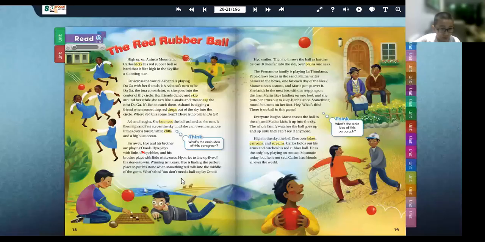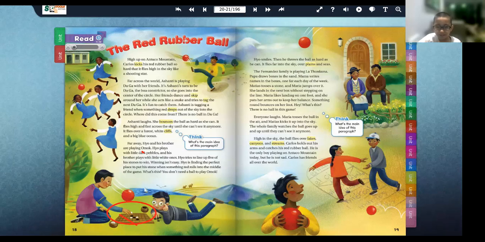So that's umok. And look at here, Vivo. That is what they're playing. They're playing umok. Look at this one. Yo tries to line up five of his stones to win. So for you to win, you need to line up five stones to win. That is how you will play umok.